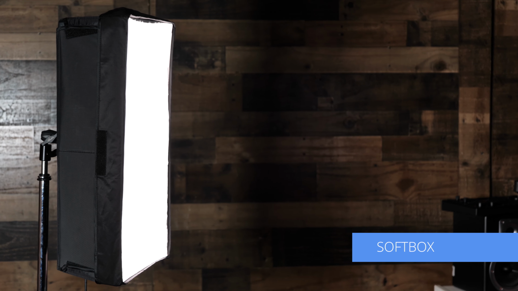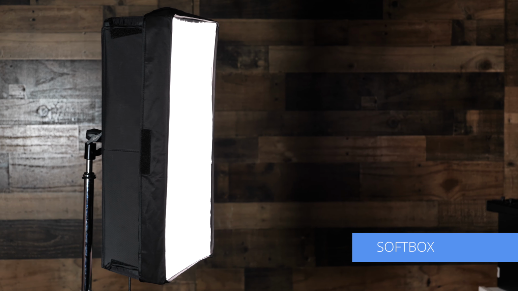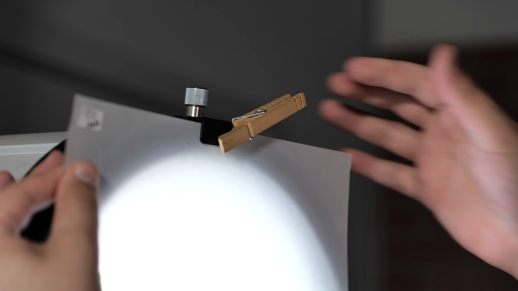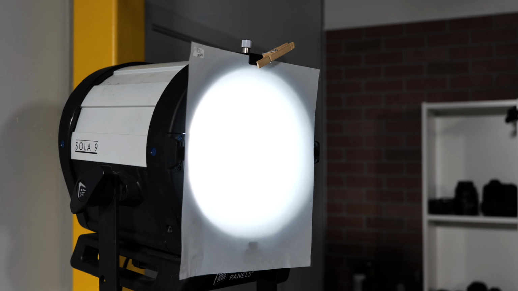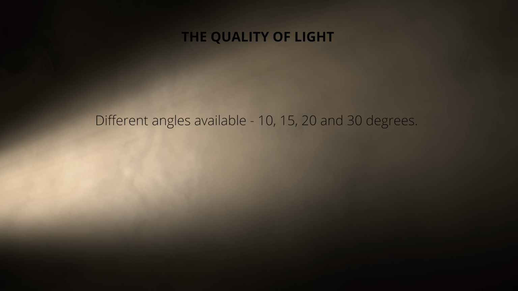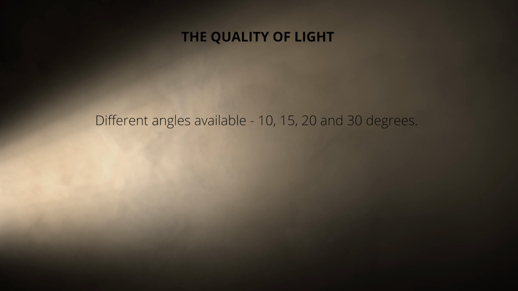Modifiers are used to modify a light. The most common is a softbox. Use one to enlarge the surface area to allow for better light wrapping. Another less efficient option is a diffusion filter. This is a hazy filter that clips to the light and softens it. Lastly are honeycomb grids. They allow you to control light spill. It makes your light more directional. There are different angles available in honeycombs, like 10, 15, 20, and 30 degrees.